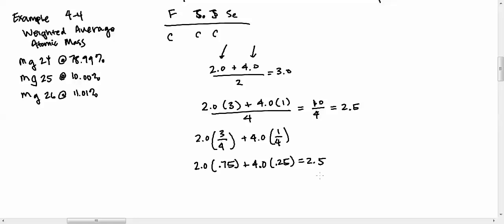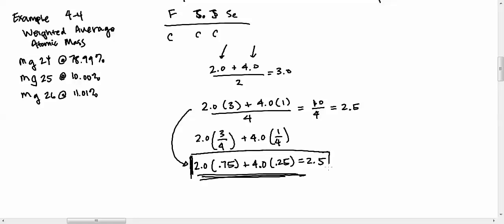Now, this formula right here, which I explained to you, it really comes from this formula right here. It's not really that mathematical. It's not mathematically different at all. This is how we're going to calculate the average atomic mass of magnesium.